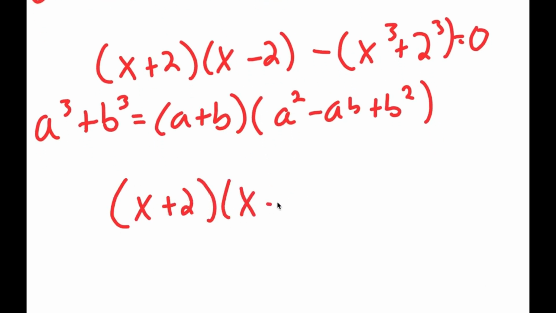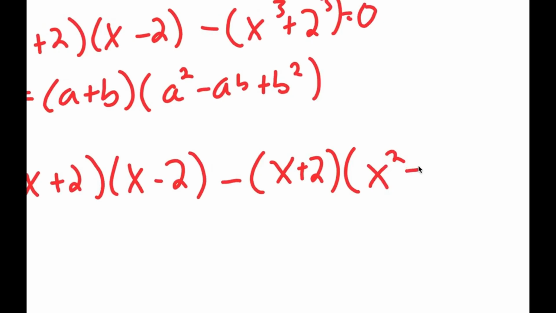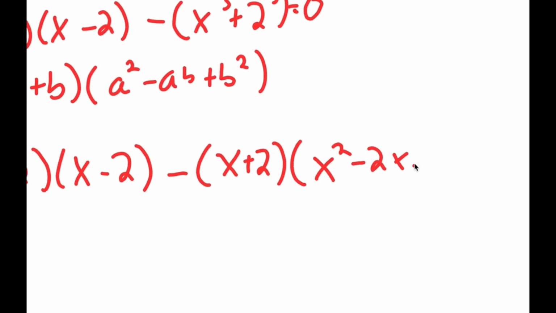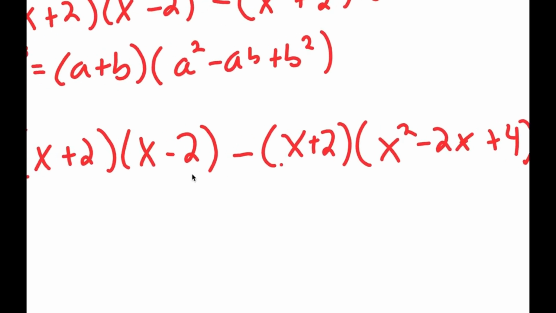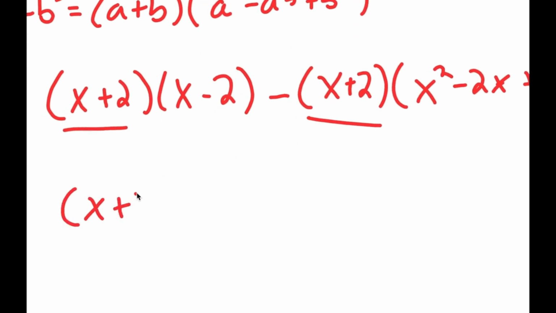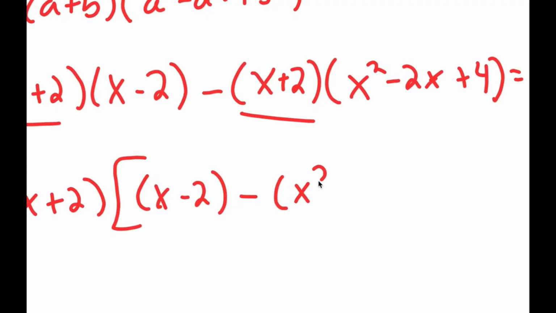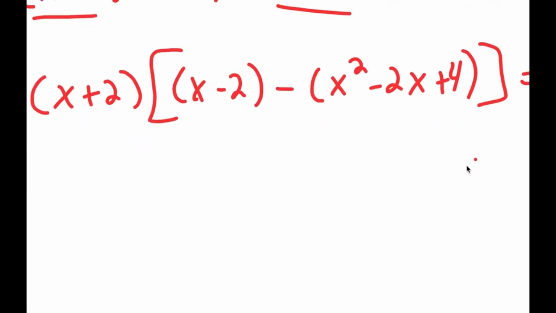So now I get x plus 2 times x minus 2 minus x plus 2 times x squared minus 2x plus 4 is equal to 0. Now notice how both of these terms have x plus 2 in them. So if I factor out x plus 2, I get x plus 2 times x minus 2 minus x squared minus 2x plus 4 is equal to 0.